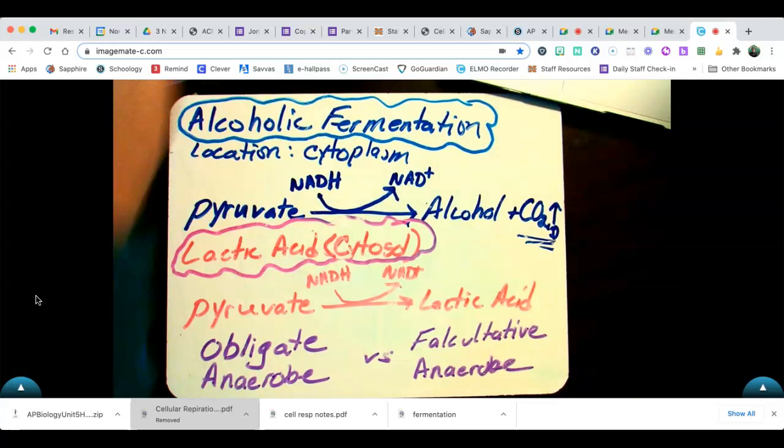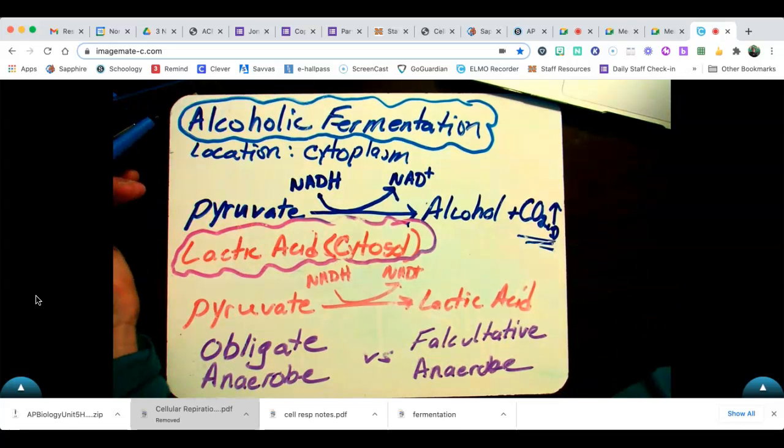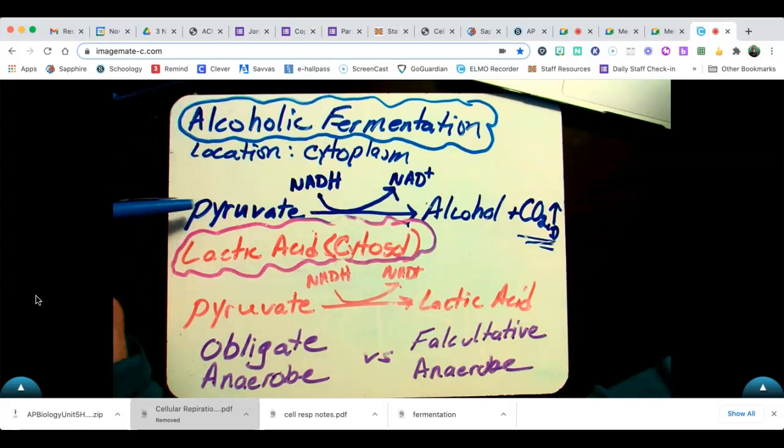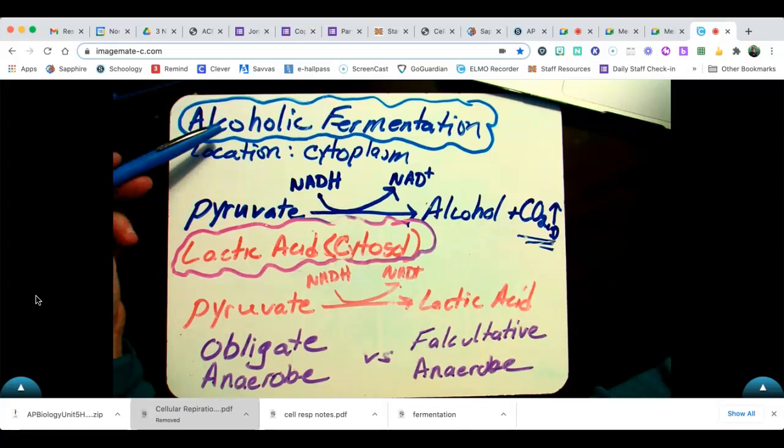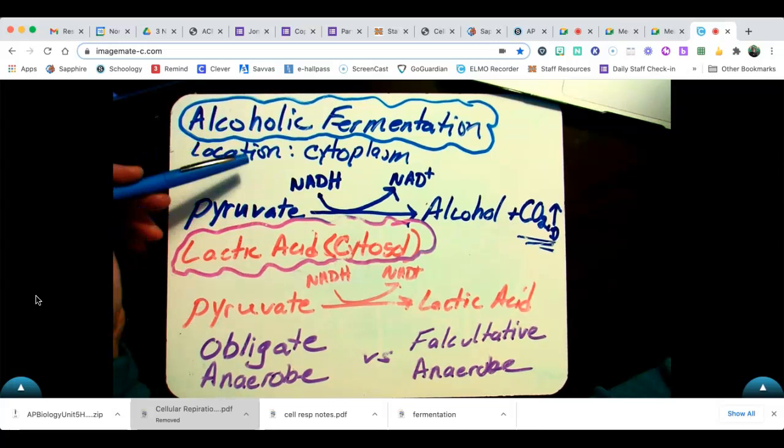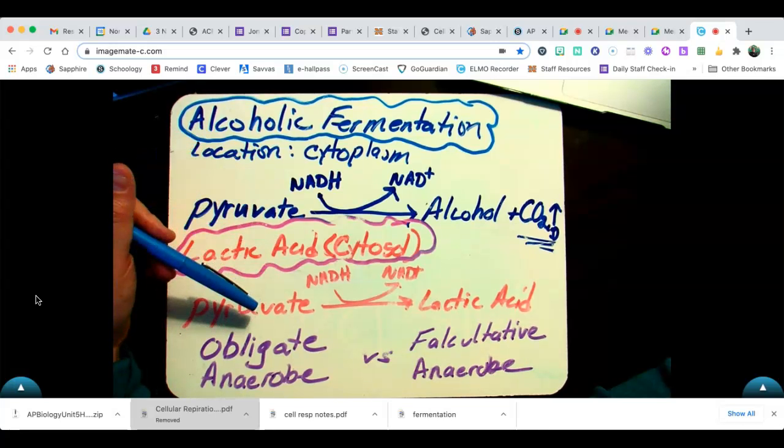These two processes are very simple compared to true aerobic respiration. So here we are. We're going to look at alcoholic first. Both processes take place in the cytoplasm of the cell for those particular organisms.